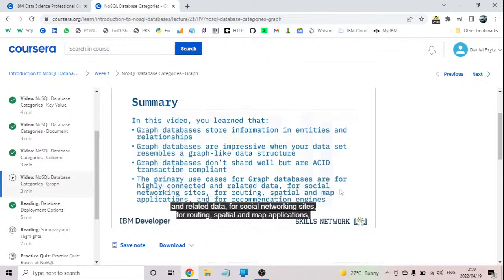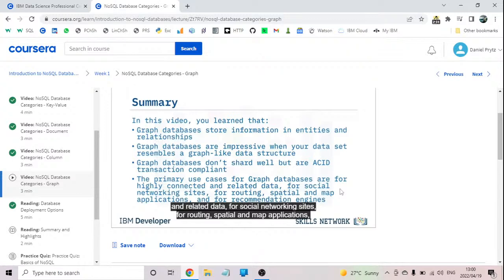Okay, graph databases don't shard well, but are ACID transaction compliant. A unique feature.